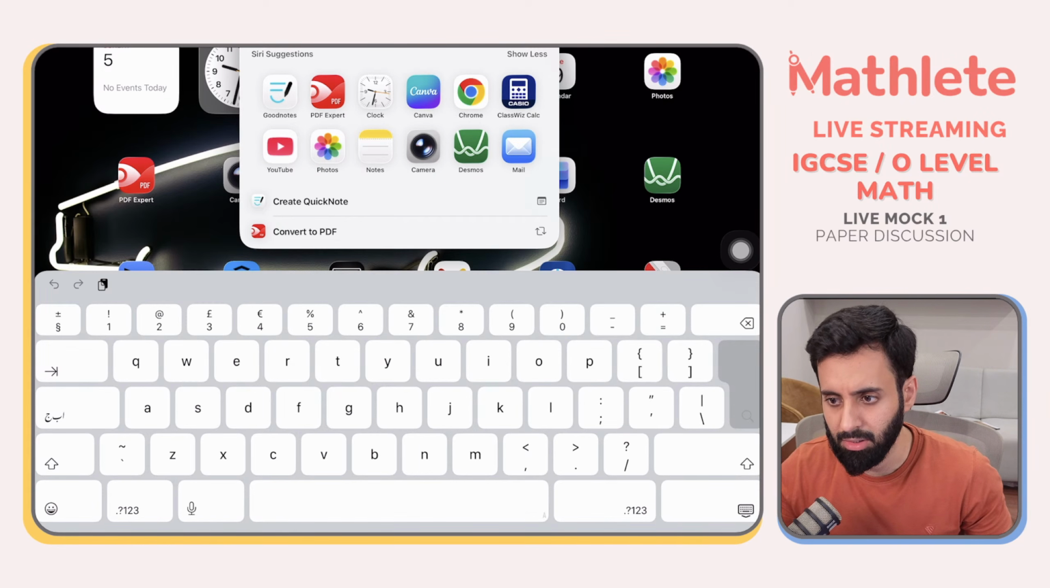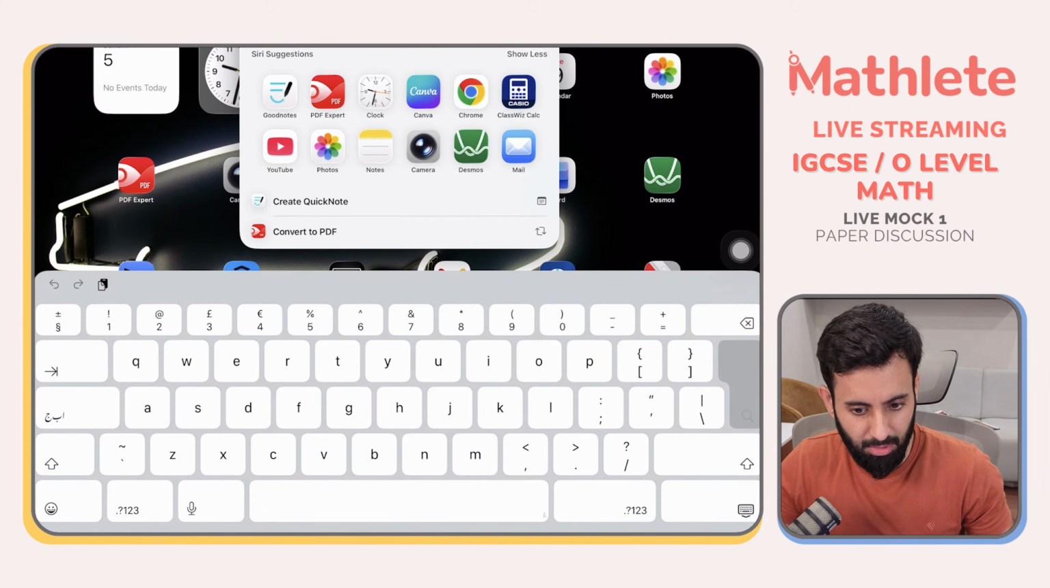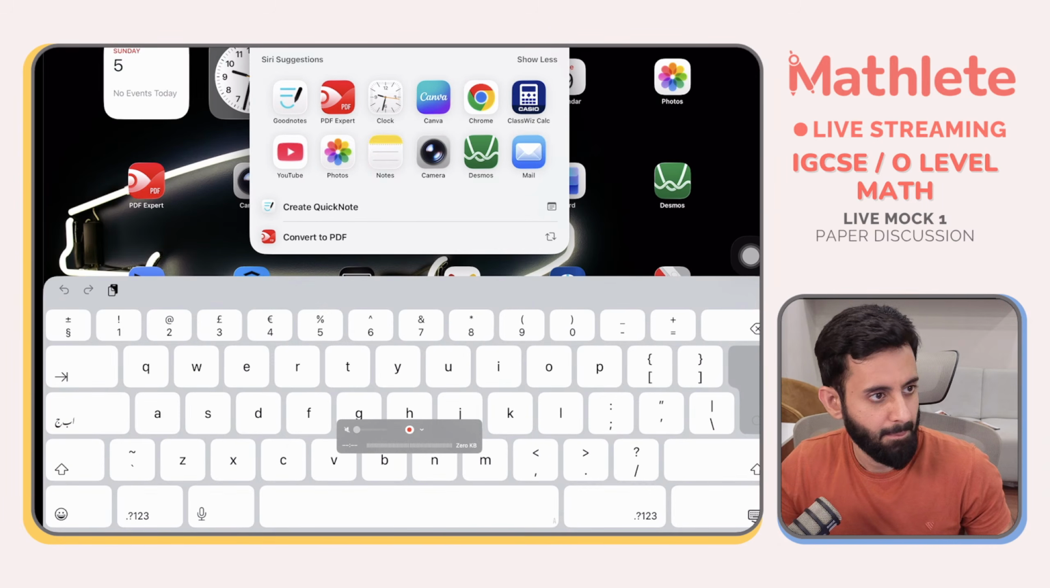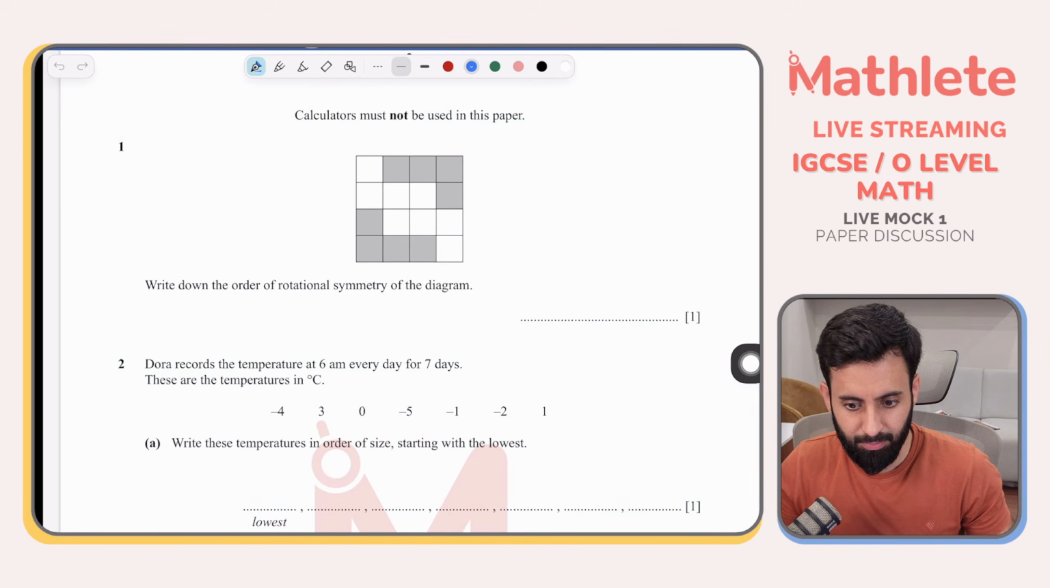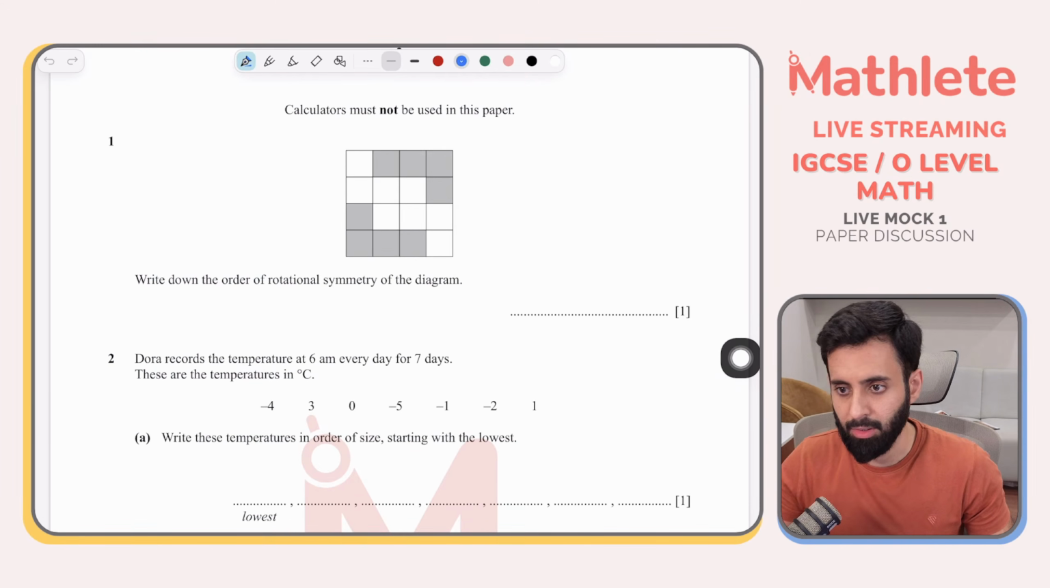Yeah, you're right. Actually, the screen is not visible. Terrible. Let me just fix that real quick. I think I know why. Let me fix that. Yeah, should be fine now.